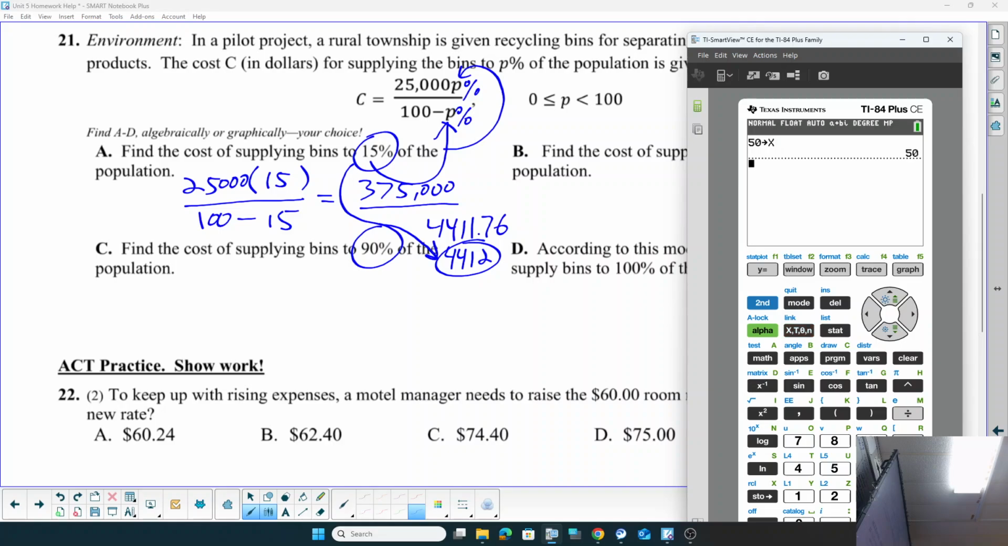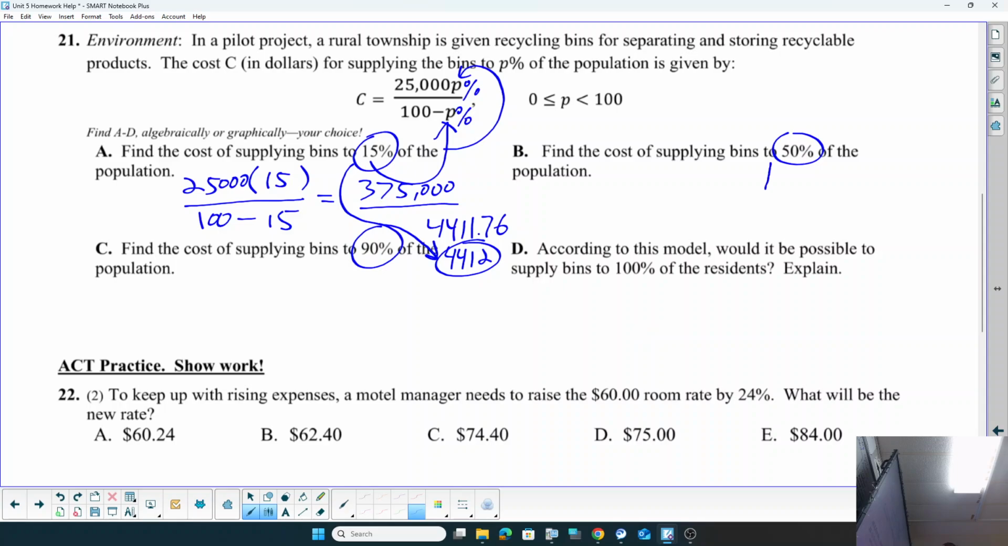And so now whenever I type in x, it's going to be 50. And now we just type in our equation. So parenthesis 25,000 times x, divided by 100 minus x. Don't forget parentheses. Careful there. So 100 minus x. And that's going to give it to us plugging in 50.